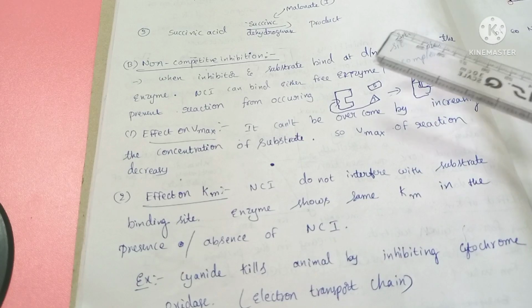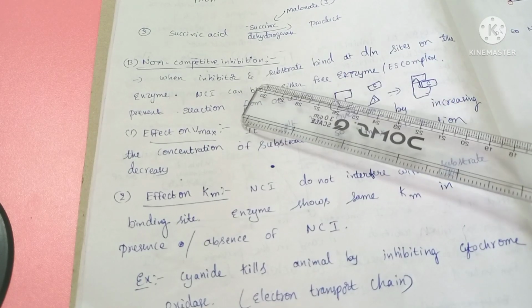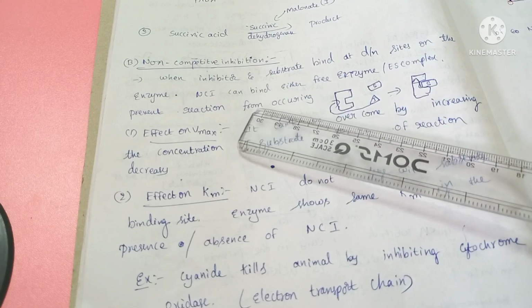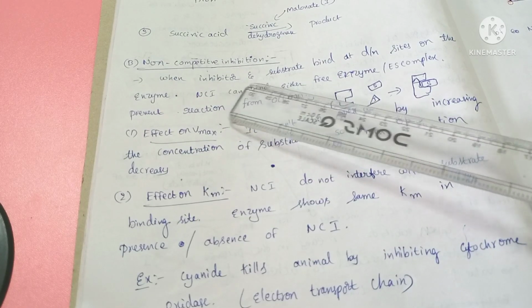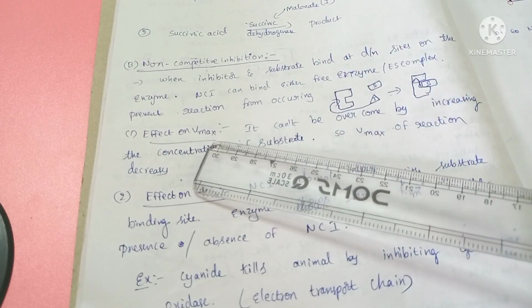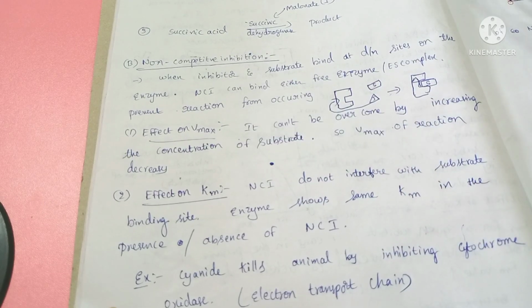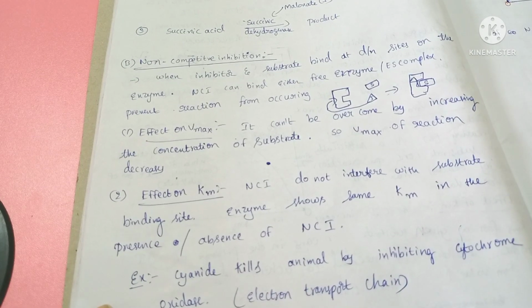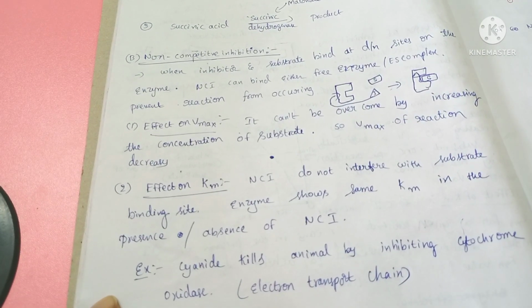Non-competitive inhibition. So here, this non-competitive inhibitor will not bind to the active site of an enzyme. Here, the inhibitor and substrate bind at different sites on the enzyme. The non-competitive inhibitor can bind either the free enzyme or the enzyme-substrate complex, and finally the reaction will not proceed properly. It prevents the reaction from occurring.